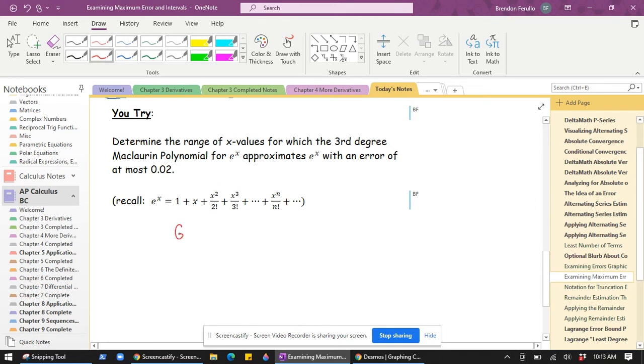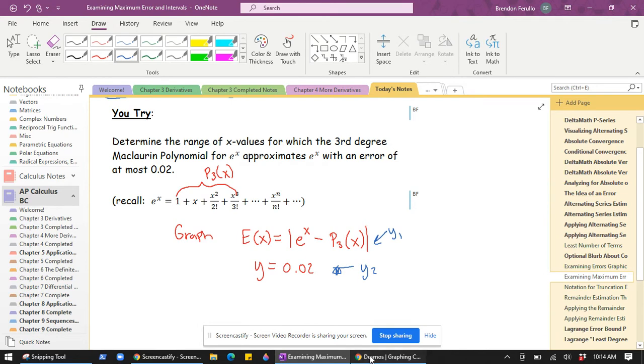So again, what we want to do is graph our error. So our error is going to be e to the x minus our third degree Maclaurin polynomial. And recall that our third degree Maclaurin polynomial is just that. Okay, and so that's going to be in, like y1, for instance, if you're using a graphing calculator, and then you're going to put into another equation y equals 0.02, and then you're going to find the intersections.